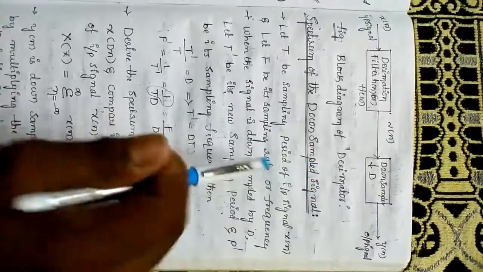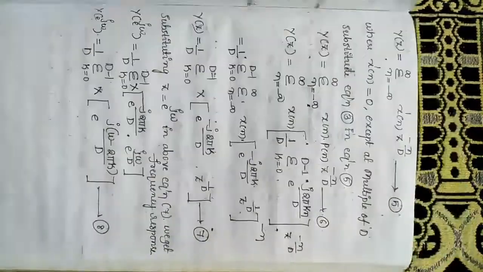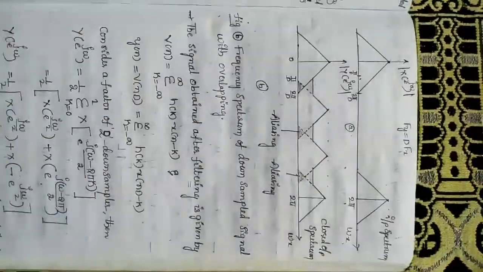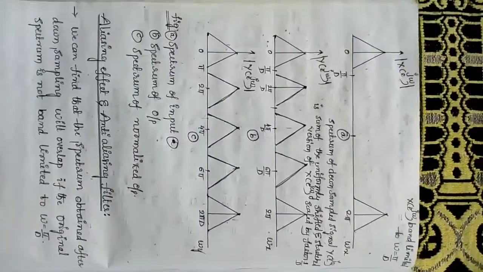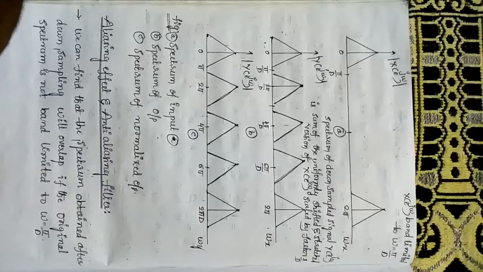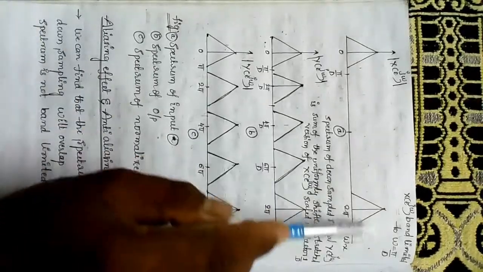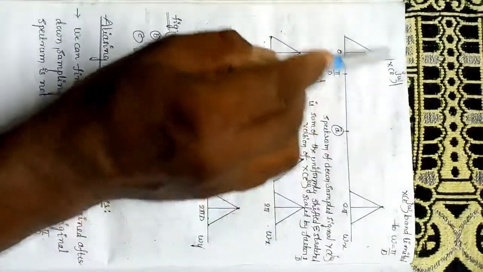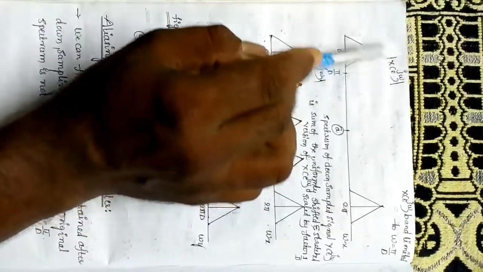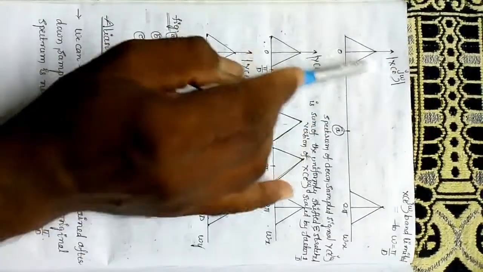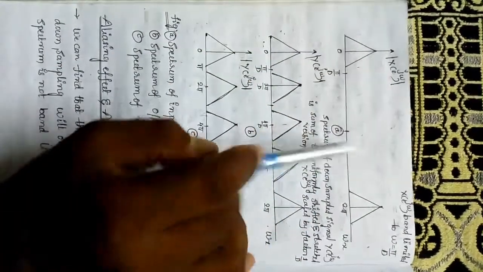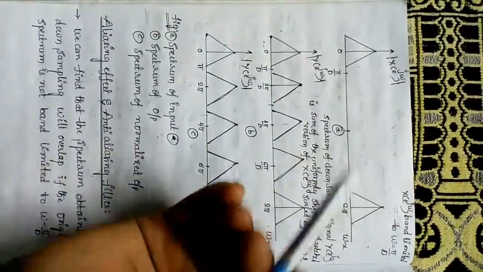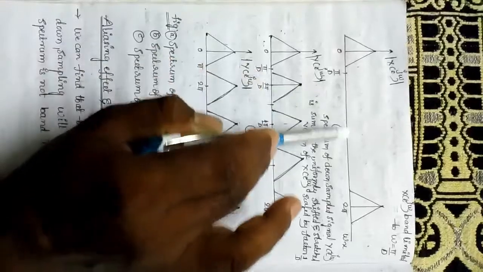This is a very important topic in the 5th unit. Just observe what is going on here. This is the spectrum of input, that is the modulus of x of e power j omega. Spectrum means frequency. The spectrum of the input sequence, that means x of e power j omega, is band limited to omega is equal to pi by d.